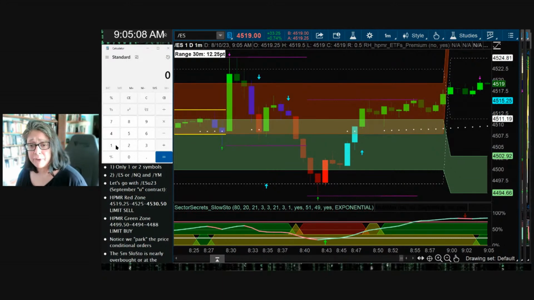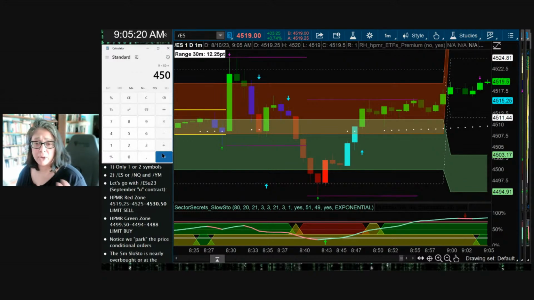So for those of you wondering, how does that work? All right, so my moderate entry was 45.25. We exited at 45.16. That's 9 points at $50 a point, so that's $450 per contract. The second exit from 45.25 was at 45.09 and a quarter. Oops, I did the math wrong. 4525 minus 4509.25 is a total of 15 3/4 points at $50 a point. And that's an additional $787 per contract.